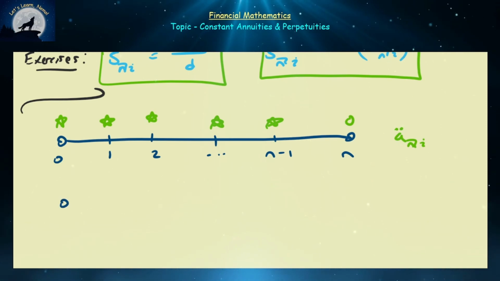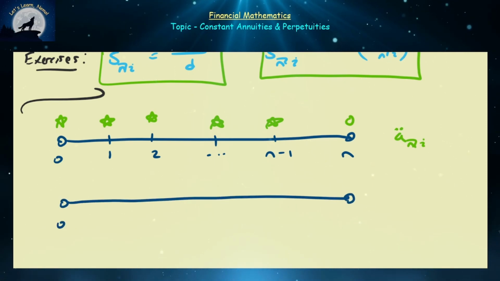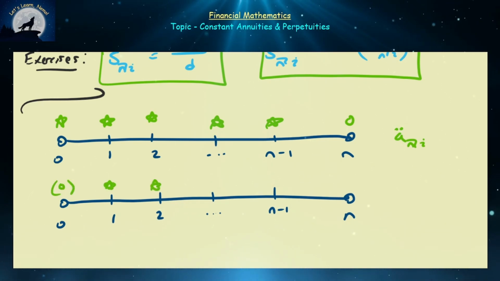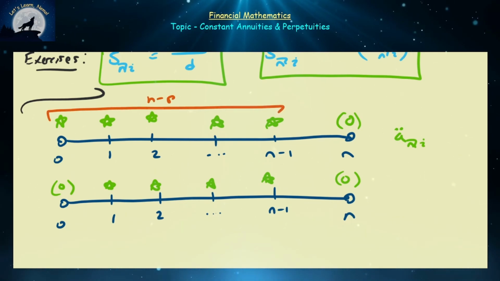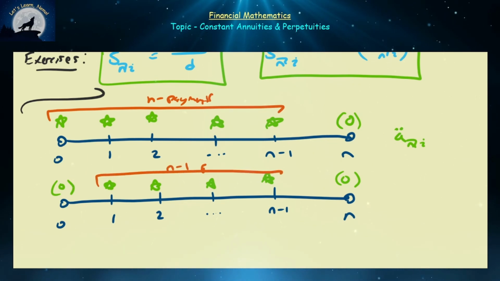And I want to look at another timeline, again 0, 1, 2, all the way down to n minus 1 and n. And what I want is to not do a payment there, I want a payment there, there, there, and I don't want a payment there either, right? So no payment at time t equal to 0 or n. So what's the difference? So here, this is n payments, and this is n minus 1 payments, right?